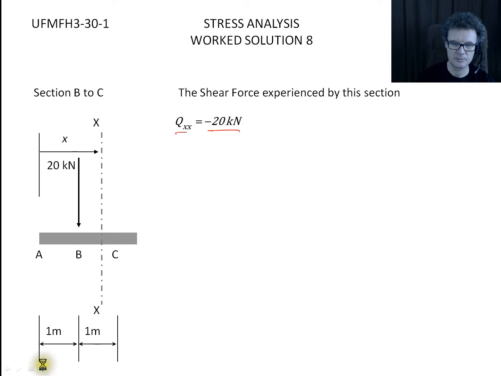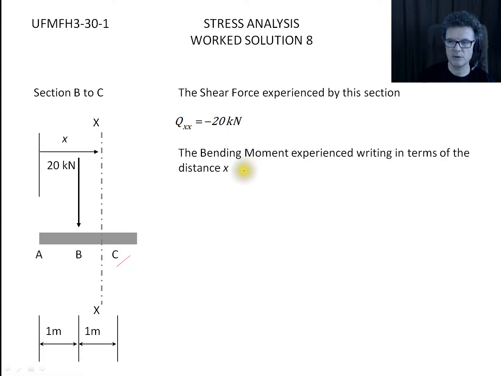Okay. The bending moment experienced is in terms of the distance x. So we need to work out how far our pivot is away from any forces of interest. And the only force of interest is this 20 kilonewtons here. So we've got distance from here to here.